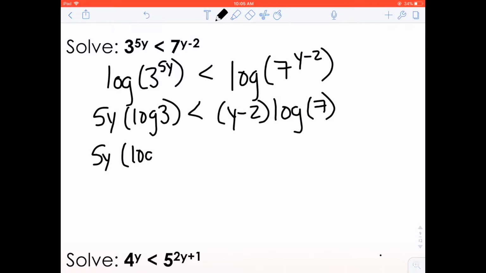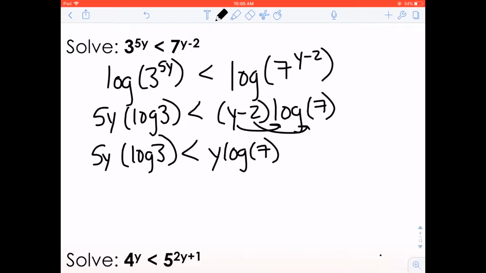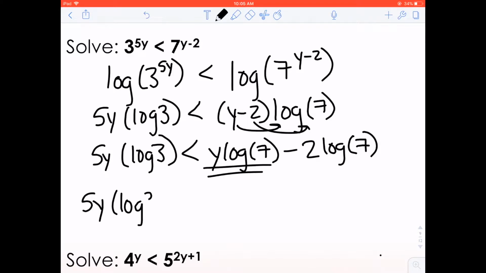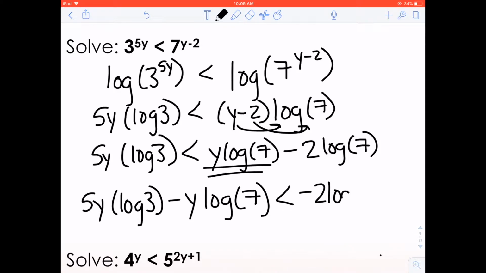First, I'm going to have log of 3 here. I'm going to distribute y and negative 2. So I'll get y log of 7 minus 2 log of 7. Now I want everything with my y on one side, so I'm going to subtract this one. So I'll get 5y log 3 minus y times log of 7 is less than negative 2 log of 7.